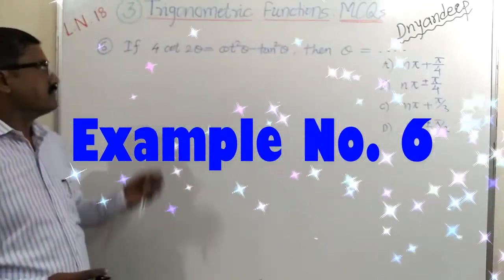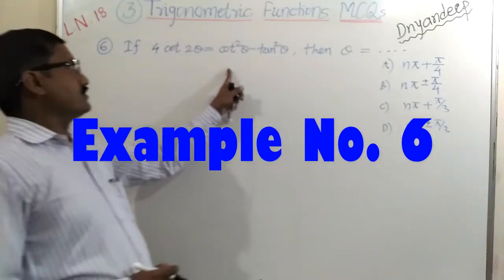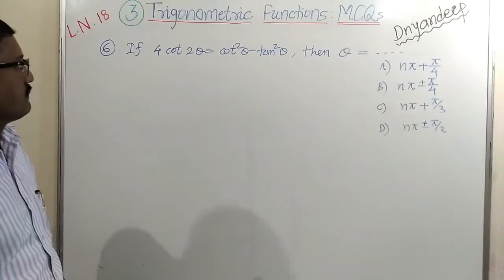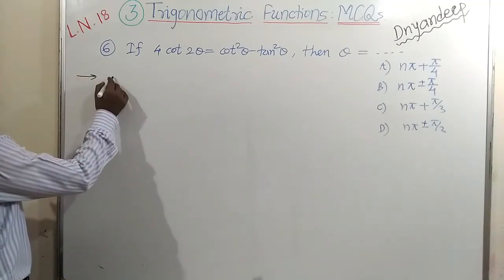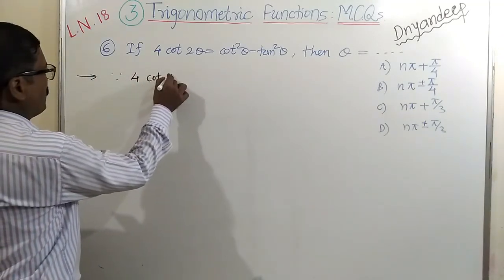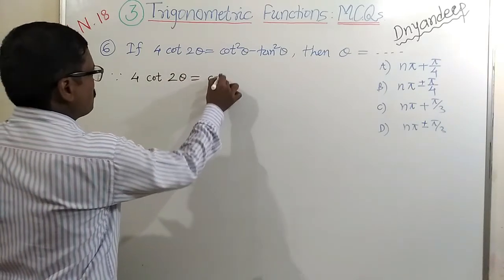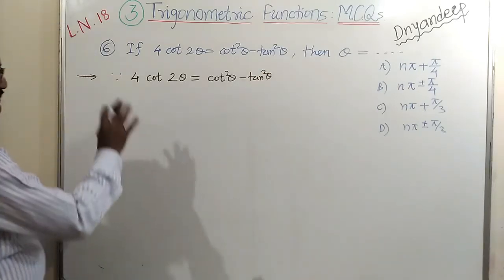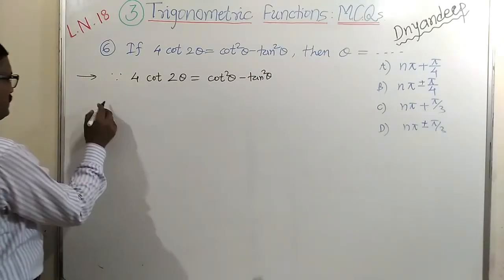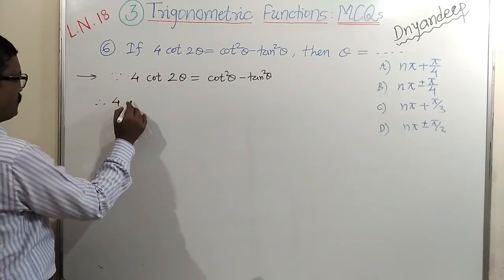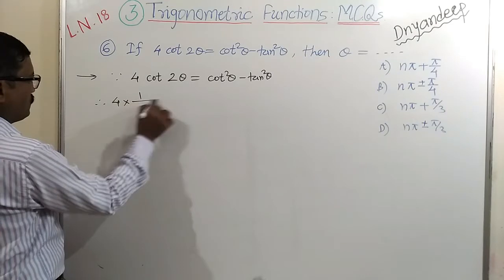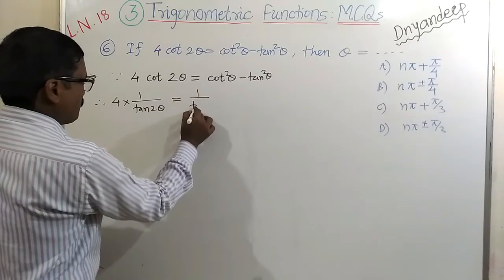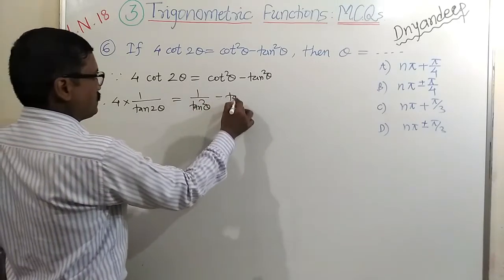See example number 6. If 4 cot 2 theta equal to cot square theta minus tan square theta, then theta is equal to, these 4 options are given. Okay. Let us see this equation first. Since 4 cot 2 theta is equal to cot square theta minus tan square theta, convert first cot into tan so that we get a single trigonometric function. So it will be 4 into 1 upon tan 2 theta is equal to cot square is 1 upon tan square theta minus tan square theta.